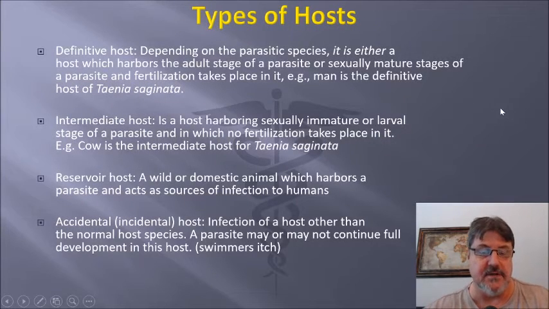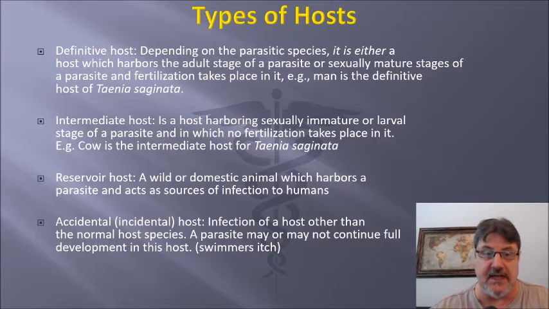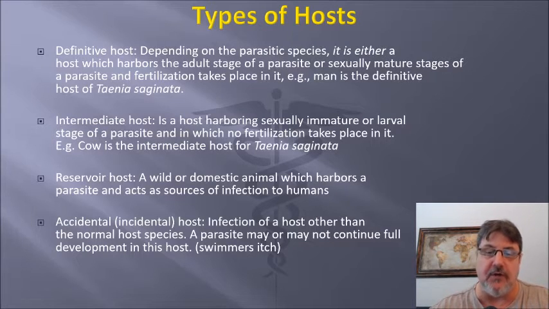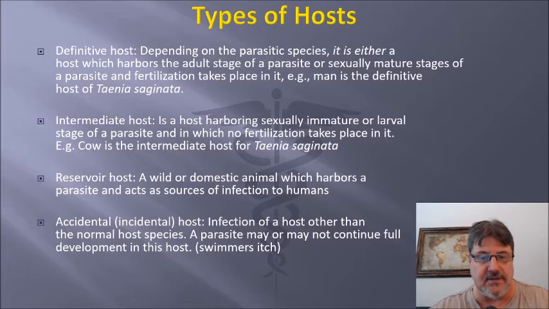There are different types of host. The definitive host is where the host harbors the adult stage of the parasite, or the sexually mature stages of the parasite. An example of this is humans, who are the definitive host of the beef tapeworm, Taenia saginata. An intermediate host is the host that's harboring the sexually immature or the larval stage of a parasite. An example of this would be, with the same parasite, Taenia saginata, the cow as the intermediate host.